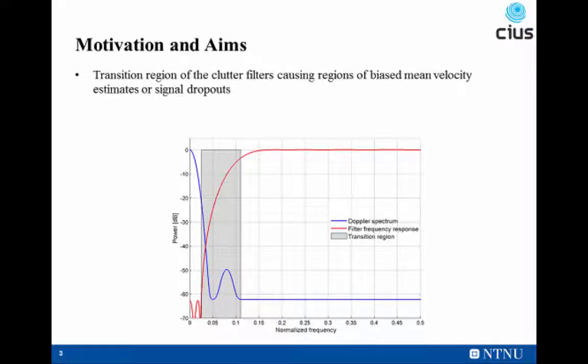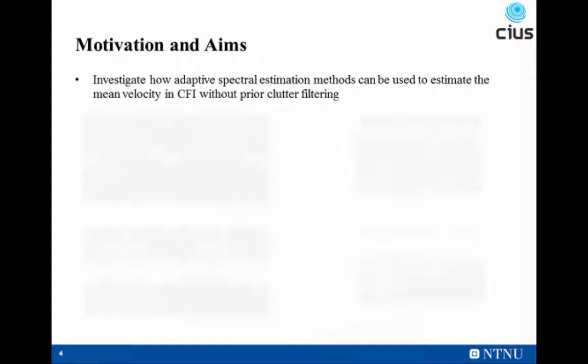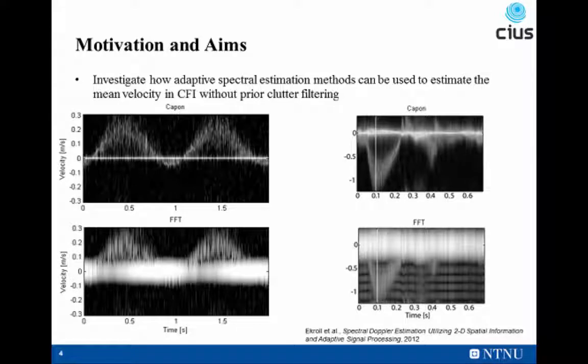In this work, we wanted to investigate how we can use adaptive spectral estimation methods to avoid clutter filtering prior to mean velocity estimation, by utilizing the low side lobe levels of adaptive spectral estimation methods.